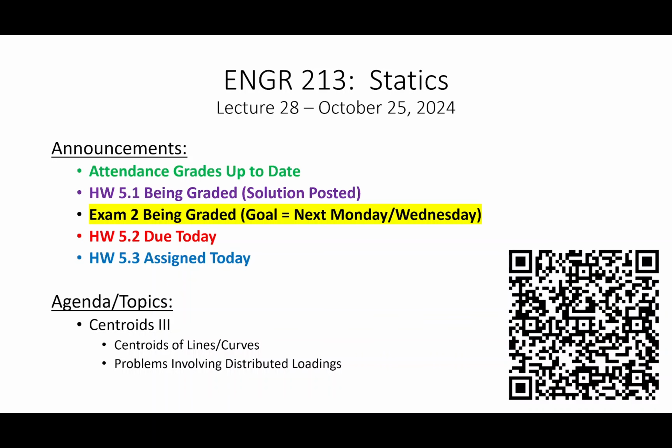To put that in perspective, we are on Centroids 3. We have 5 lectures on this module. So after this, we do structural analysis. We have 4 lectures on structural analysis. We have 2 lectures on friction. And then the only thing we have left is exam 3, the final, and then the review that we do at the end. And that's it for this whole class. So we really are winding it down in a very real way.